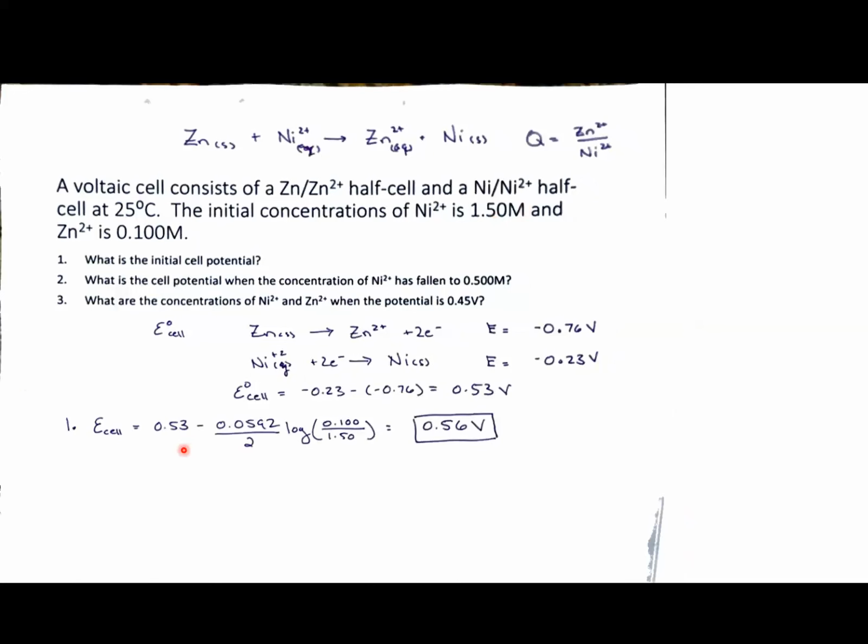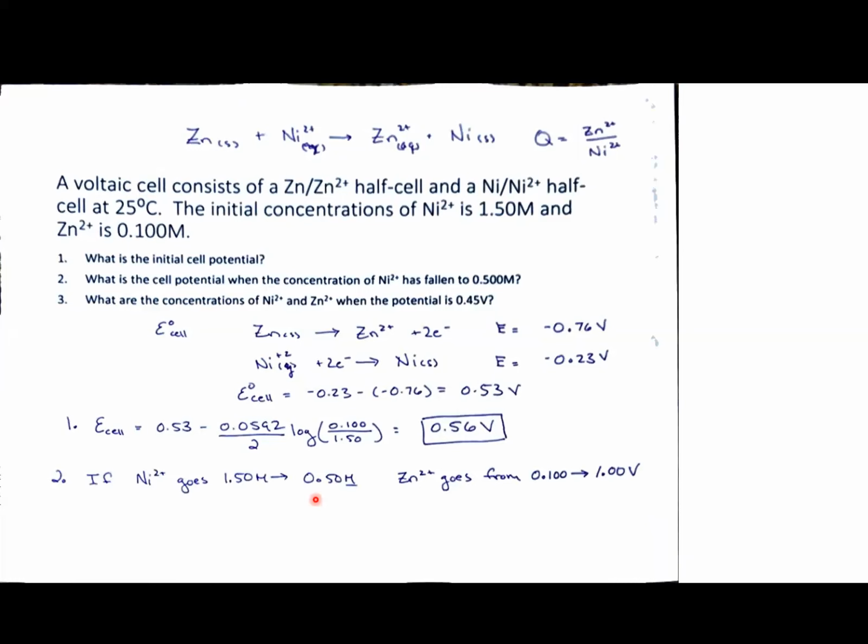So figure out the initial value of E cell. Here's my standard state reduction potential, so that is my E naught cell. I'm plugging this into the Nernst equation: 0.53 minus 0.05292 over 2, and then log of my zinc concentration over my nickel concentration, and that whole thing gets me 0.56. So it stays on the positive side, which means that over time my nickel concentration should be dropping and my zinc concentration should be rising.